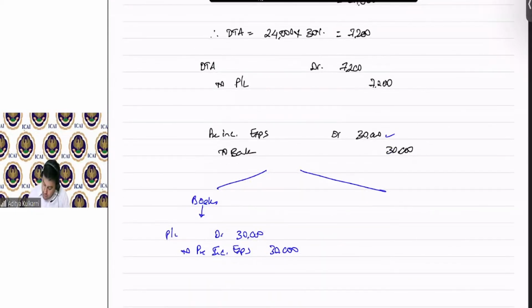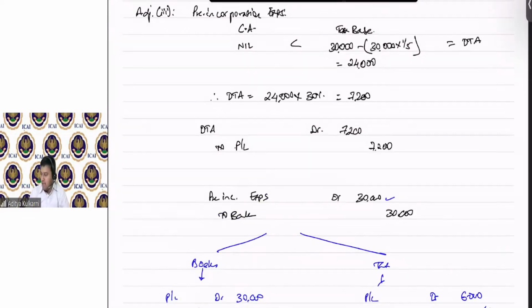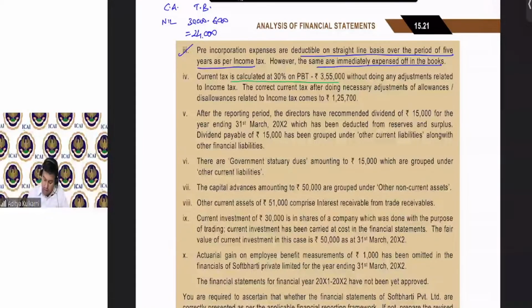Okay. Coming to tax, you are writing off only 1/5. So P&L account debit to pre-incorporation expenses 6,000. So this is what you are going to do. So it remains as a debit balance. That is why I loosely call it an asset. Okay. All right. So that takes care of his query, Prashant Kumar Shukla.